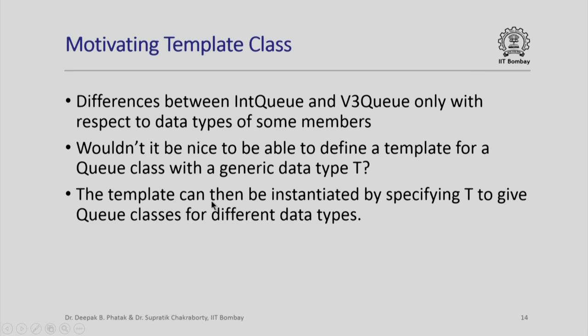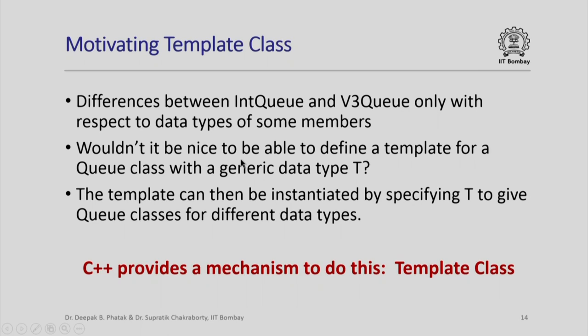Well, since the differences between the int q and v3q classes are only with respect to data types of some members, wouldn't it be really nice if we could define a template for a q class with a generic data type t, and then I could instantiate this template by specifying t to be integers in one case, by specifying t to be the v3 class in another case, or I could even specify t to be some other type like double, and then I would get q classes for different data types. So wouldn't it be really nice to be able to define such templates?